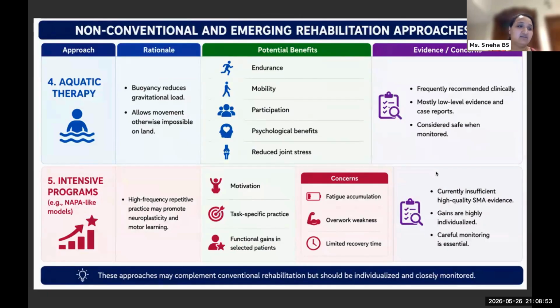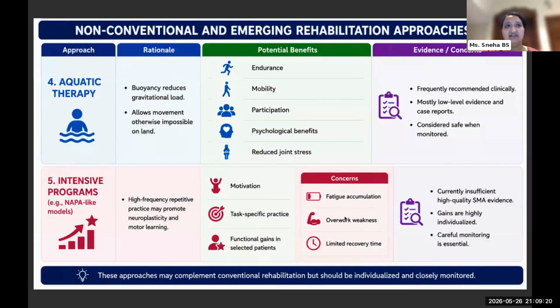Of course, aquatic therapy, there's no impact on the joints, so they're able to stretch, move their body very well. So some low level evidences are available. So aquatic therapy is a definitely promising approach. And other intensive programs are something a lot of our parents ask for.